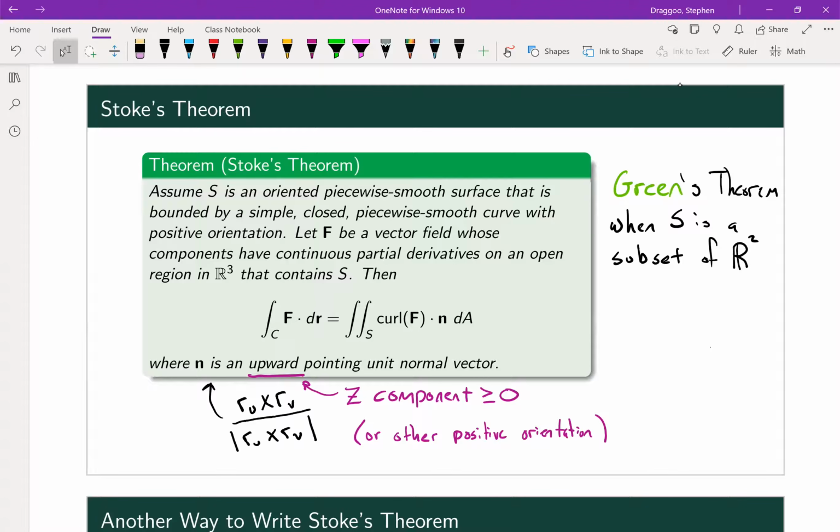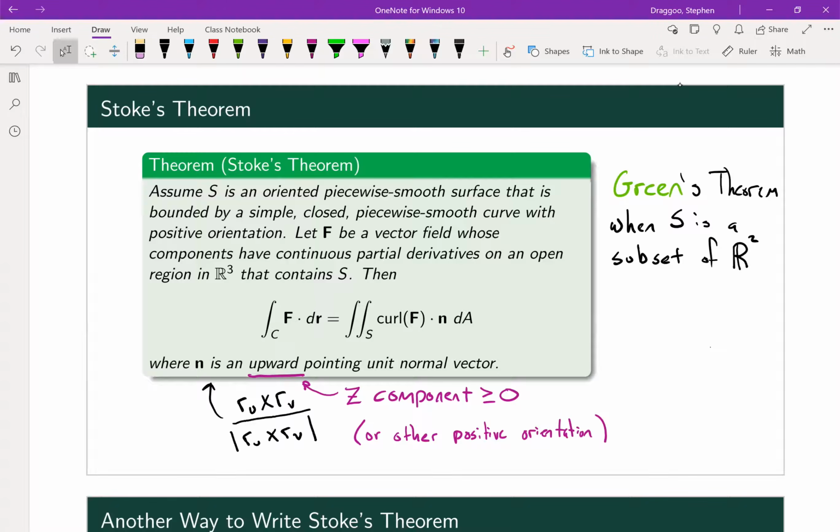And here n is going to be the upward pointing unit vector or some other positively oriented unit vector. So we talked about orientations of surfaces a couple sections ago, and we defined both upward and outward. So we might need to use either one of those two. But again, whichever orientation we create, we'll want to make sure that our normal vector n points in that positive direction. So if it's an upward direction, that just means that the z component is positive, or possibly some other orientation that we'll probably see in an example later on.